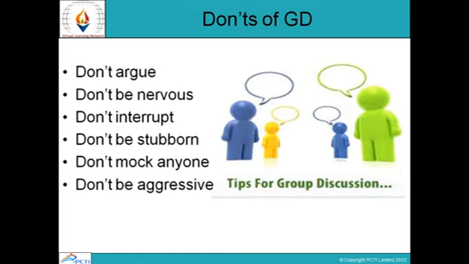Don't mock anyone. One should not laugh at anyone unless and until a joke is cracked. So, we should not mock anyone. That is very, very offending for the other person. You should not be aggressive. You should be relaxed and peaceful. So, one should not be hostile towards anyone, whether one is in agreement or disagreement with the other person.